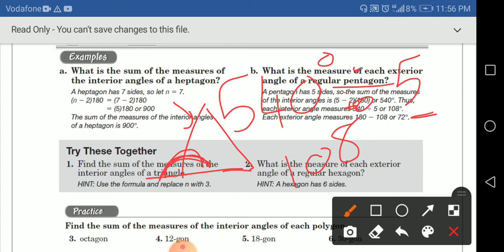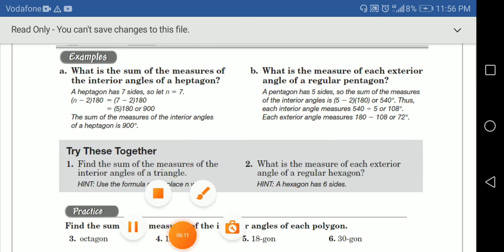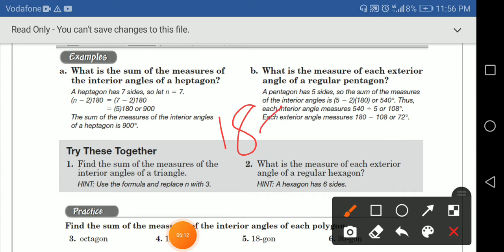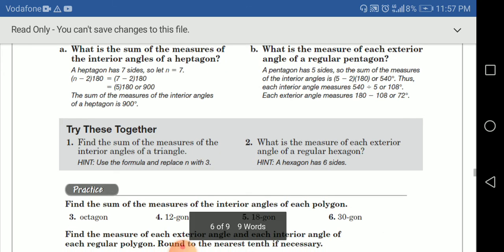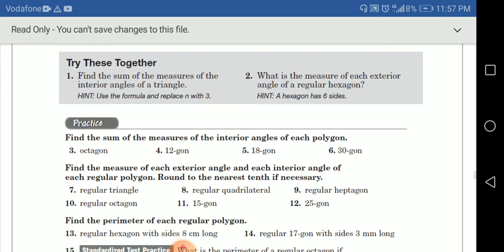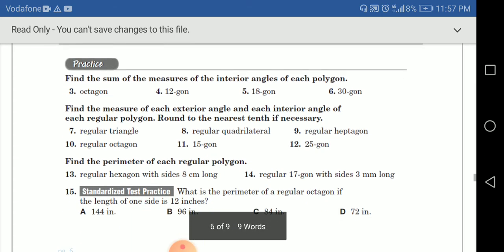The sum of them is 180. So you got here 108. So 180 total, the measure of the interior and the exterior together, minus the interior angle, gives me 72 degrees. Very easy one, I think. Here he asks you to have some practice.